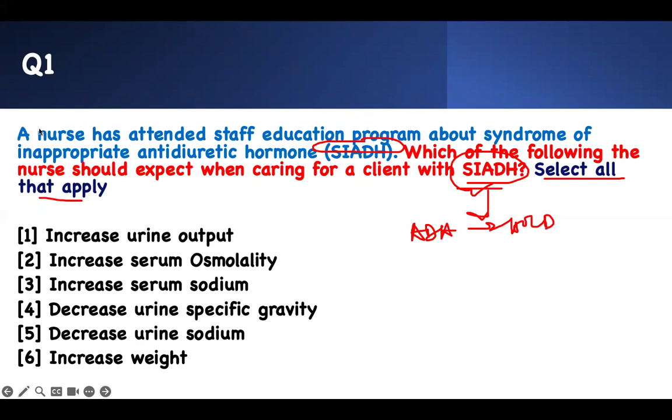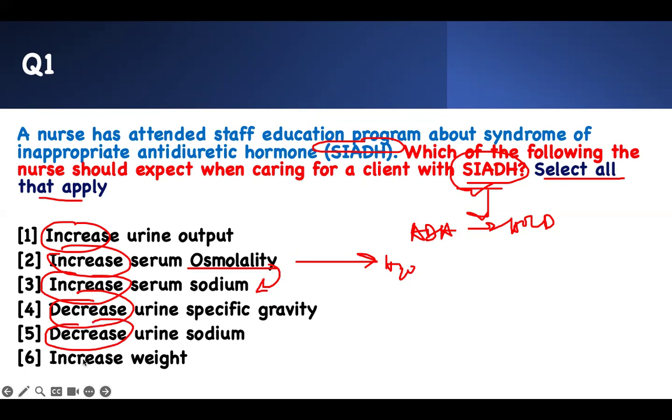Therefore, you don't expect your urine output to be increased. Your serum osmolarity, because you're holding on to water, is going to dilute your serum. You don't expect it to increase. If your osmolarity is decreased, your sodium too has to follow the same pattern. Since you cannot void your urine, the little urine that you're going to void is going to be concentrated. Therefore, your urine specific gravity is supposed to increase, not decrease. If the specific gravity of the urine increases, urine sodium should also increase. Since you hold on to water, you're going to have weight gain. Therefore, the right answer is number 6.